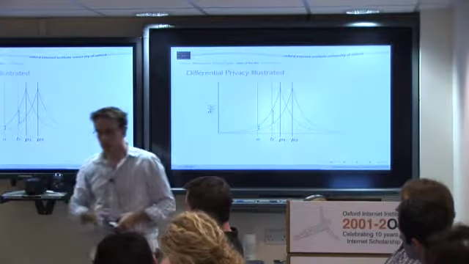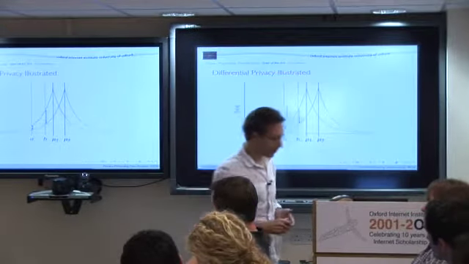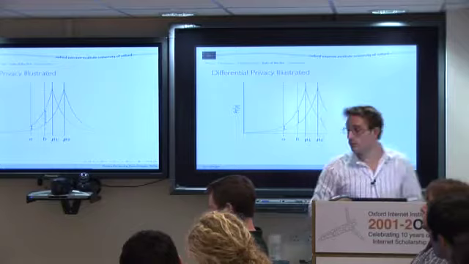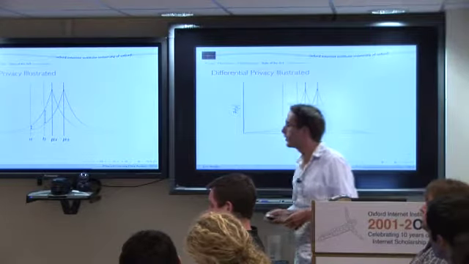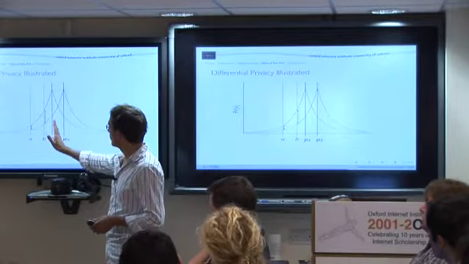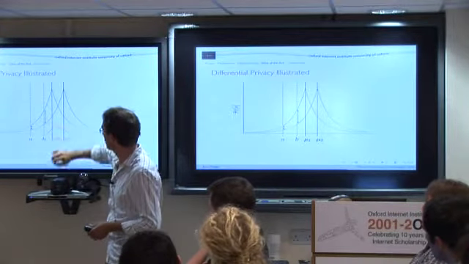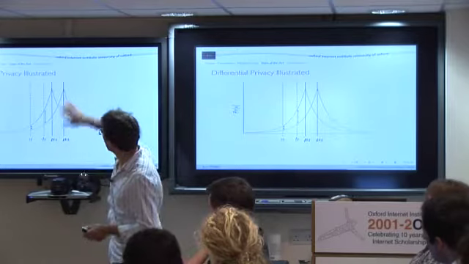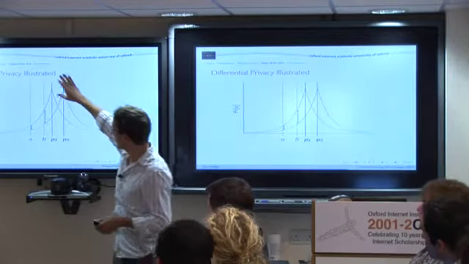Mu1 and Mu2, two databases, two sets of possible results from a statistical query. This could be a count, or it could be an average, something like that. Now, the idea here is that this is, say, your real result. This is the true average in the database. This is the true result.